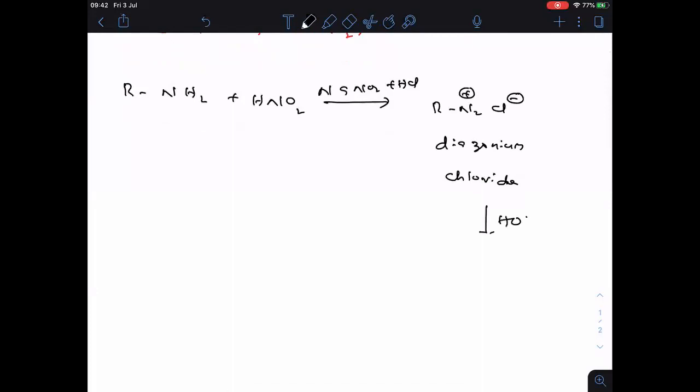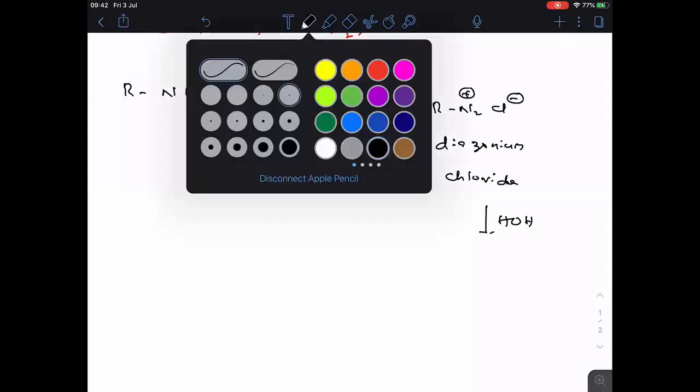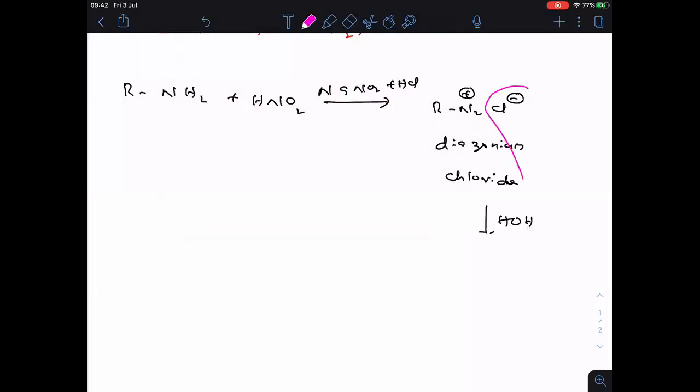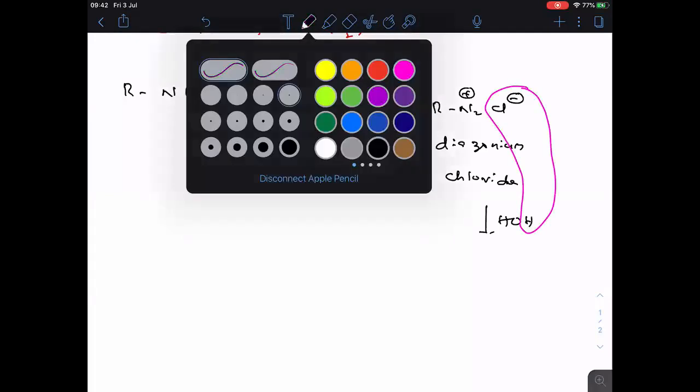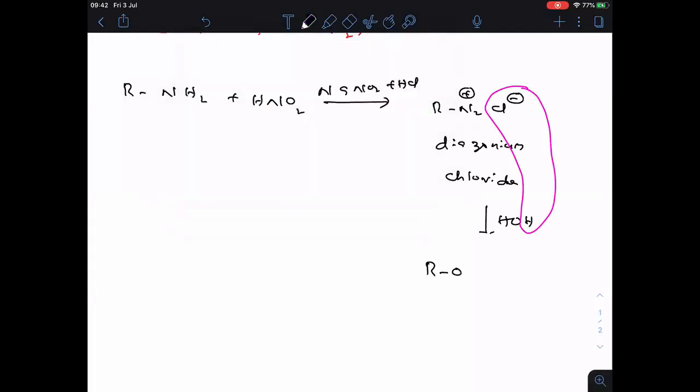Okay. This diazonium chloride, when it undergoes hydrolysis, clear? So now what happened? The HCl part is removed from here. So what is the product formed here? Alcohol plus N2 plus HCl.